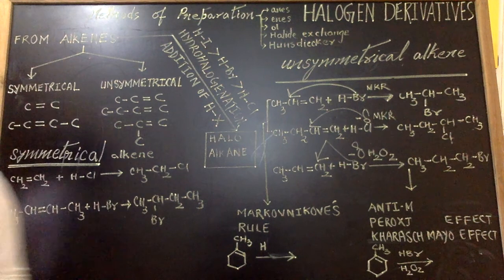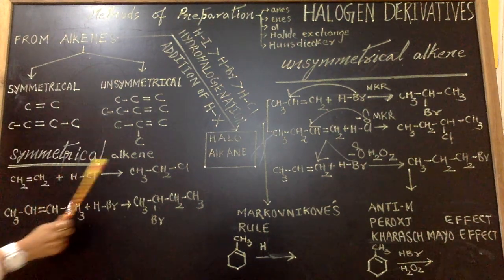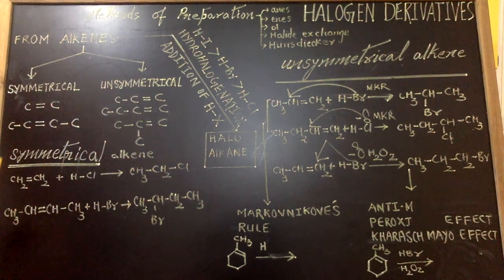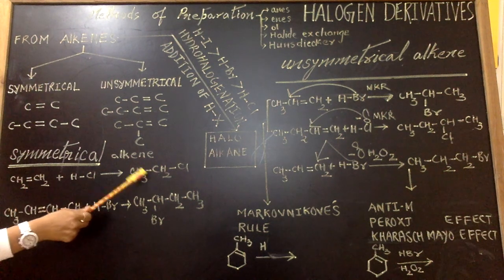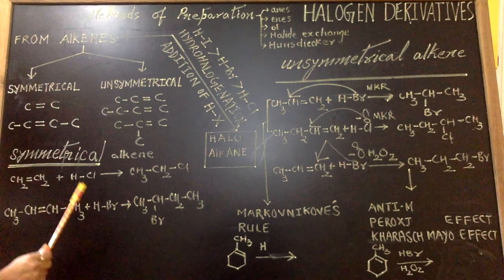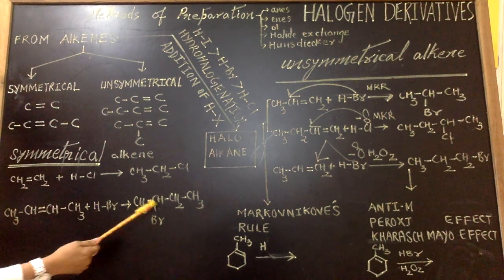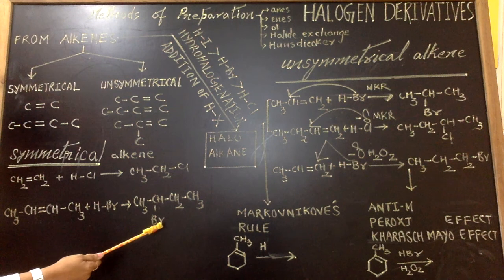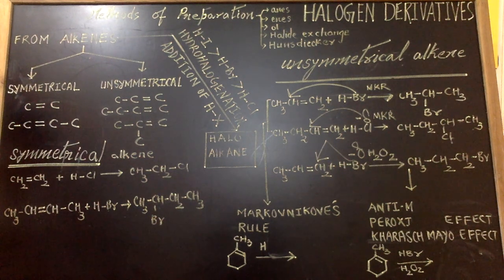Whenever a pi bond reacts, one of the pi bond breaks to form the two sigma bonds. So the unsaturated molecule became saturated. Similarly, butene reacts with HBr to give 2-bromobutane. And we can get only one product because the alkene is symmetrical.